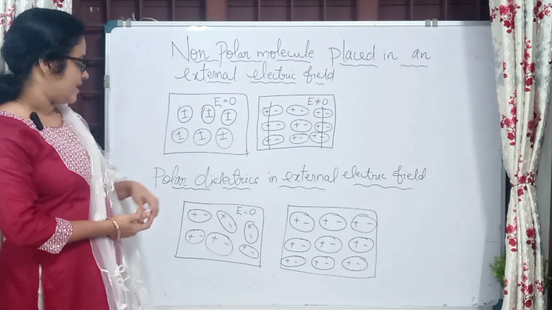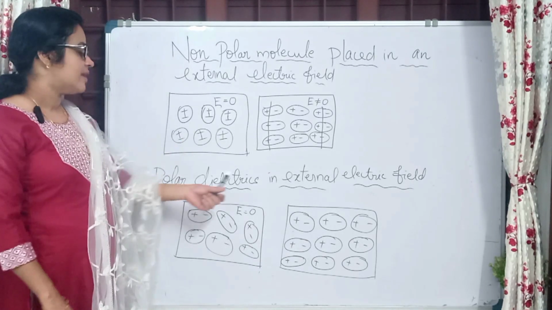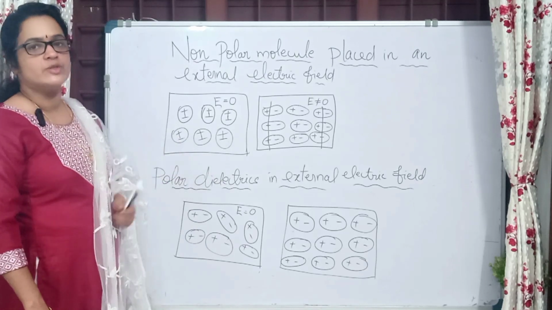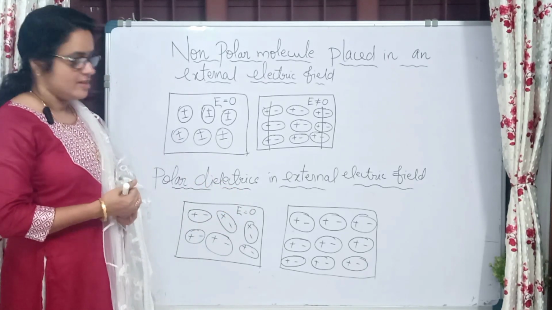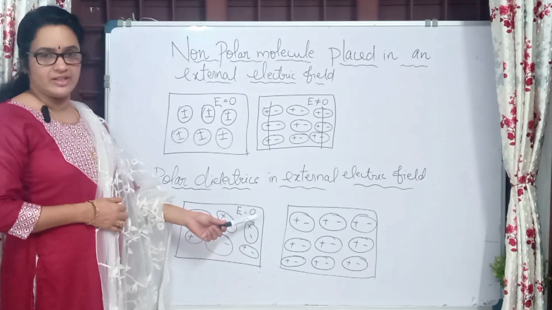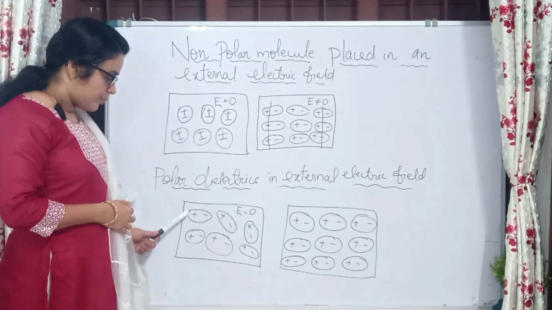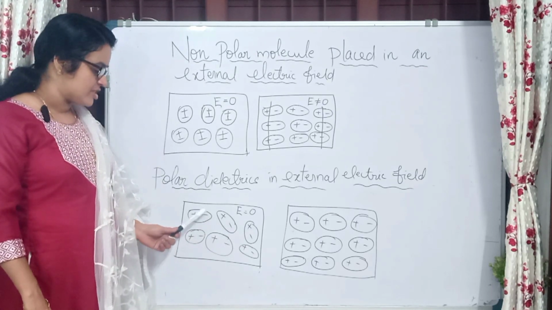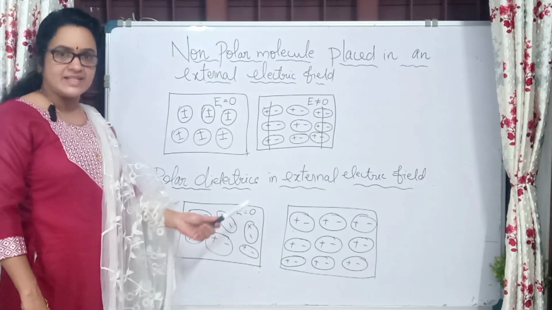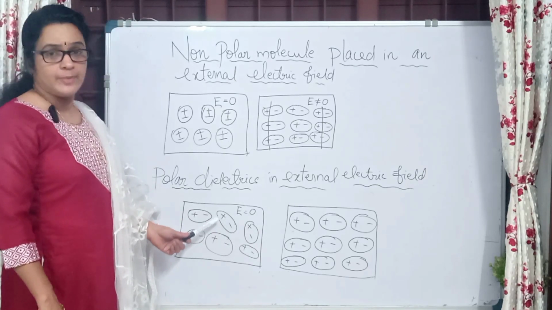Clear? And now we can consider the polar dielectrics. That means polar molecules, if you are placing them in an electric field, what will happen here? Here the electric field is not there. This is the polar molecule, and if you are placing it like this, we can see the positive and negative charges are separated by a distance. That means there is a dipole moment.